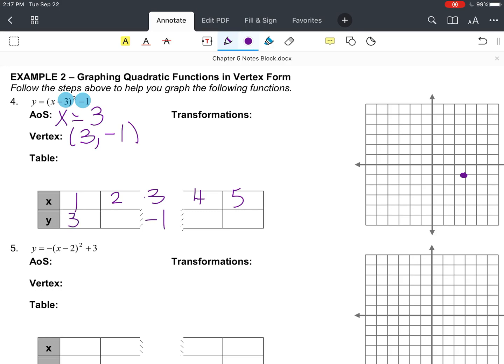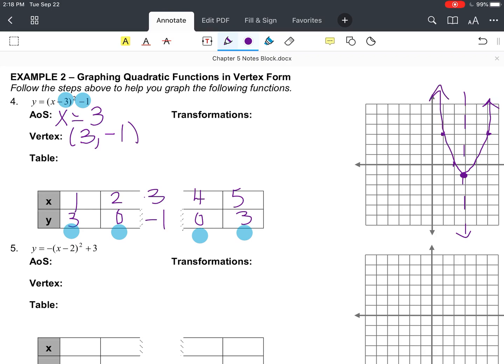So 1 is 3, so (1, 3) is a point. (2, 0) is a point. (4, 0) is a point. And (5, 3). Notice we have symmetry between my x is 1 and x is 5, you should have that symmetry, and between 0 and 0 for 2 and 4. So let's go ahead and graph the rest of these points. So I have (1, 3), (2, 0), (4, 0), and (5, 3). My axis of symmetry goes through the vertex, and I can connect my points.